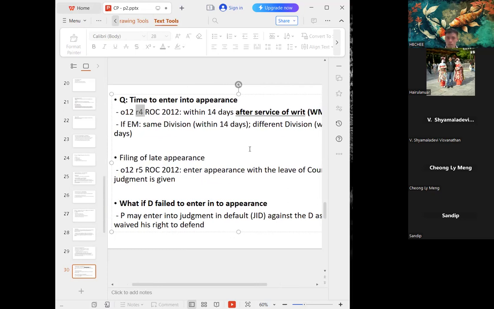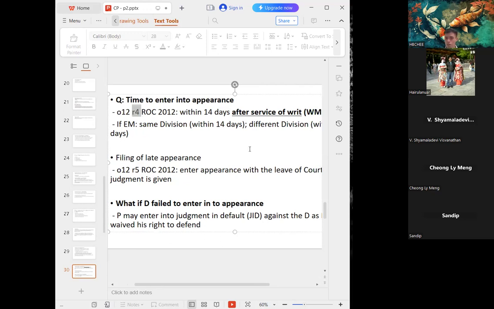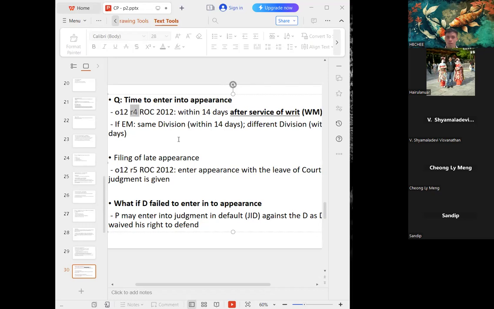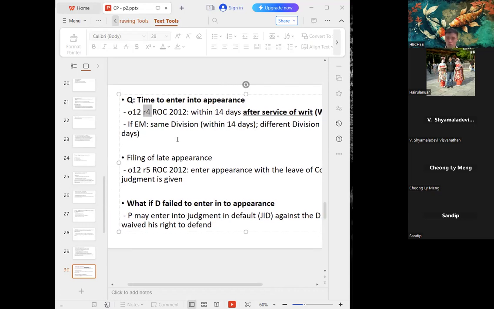I'm so sorry to ask, is anyone here from East Malaysia? No one. Okay, because it's given under the same order and same rule. In East Malaysia, it's same division. I don't know what is the meaning of the division. That's why I need someone from the East Malaysia and let me know what is the meaning of division. Okay, never mind, we'll proceed forward.